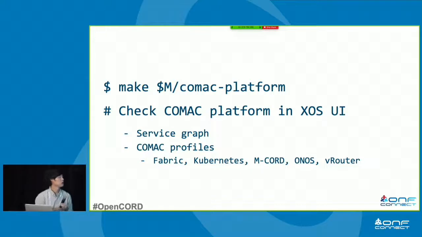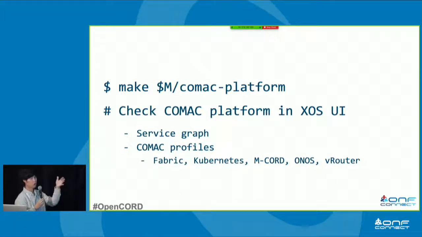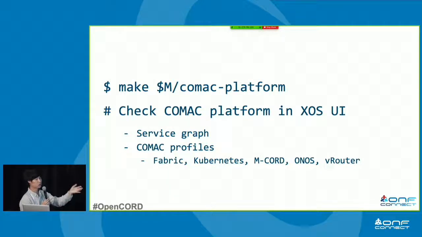So after installing our COMAC platform Helm chart, we can check the service graph in our XOS GUI, and also we can check these additional services in the XOS dashboard. So maybe you can only check whether your COMAC platform and CORD platform are installed well by using the kubectl Kubernetes command line interface. So you can just check the result on the console interface. But a few pages later, I will show you the real GUI, how to check this XOS GUI. So it shows whether our CORD platform is installed well and our COMAC platform is also installed based on the CORD platform.